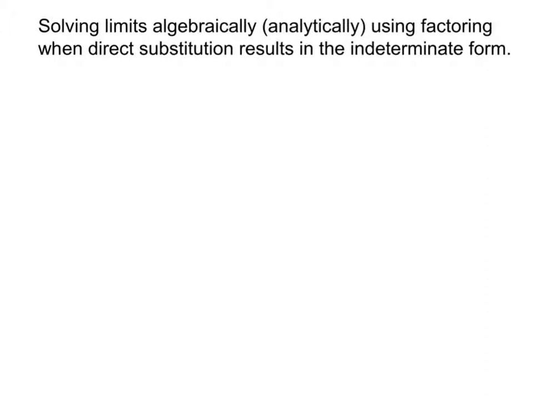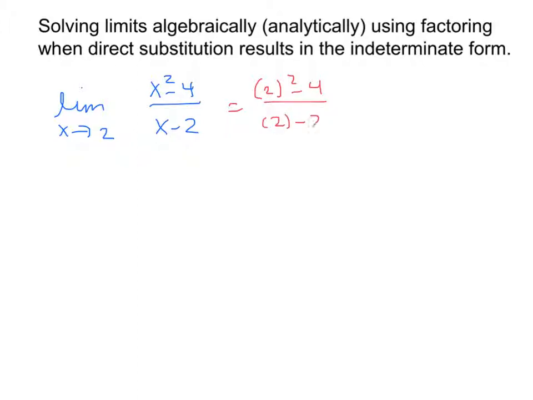It's a red flag to you that there's something else that needs to be done to the problem. So here's an example. Let's talk about the limit as x goes to 2 of the quantity x squared minus 4 all over x minus 2. All right, my first step is always to try direct substitution, so I'm going to try direct substitution again. So that's going to give me 2 squared minus 4 all over 2 minus 2.